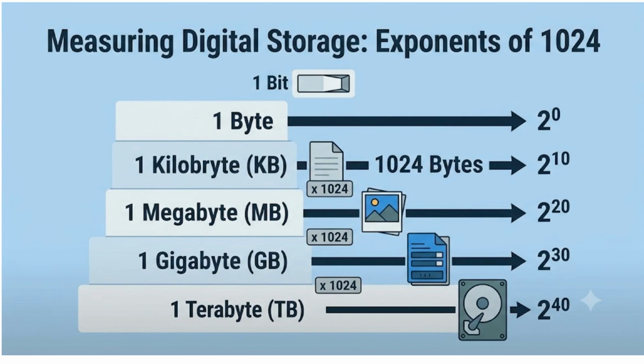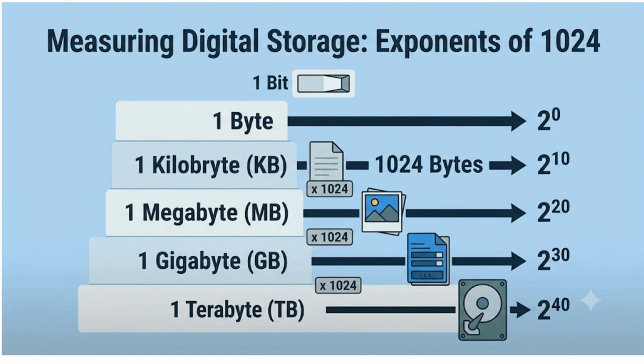Then, 1024 megabytes become 1 gigabyte, or GB. Finally, 1024 gigabytes make 1 terabyte, or TB. Notice that each storage unit is 1024 times larger than the previous one. This is because computers work using binary, which is based on powers of 2. That is why you can also see these units written as 2 to the power of 10, 2 to the power of 20, 2 to the power of 30, and 2 to the power of 40.